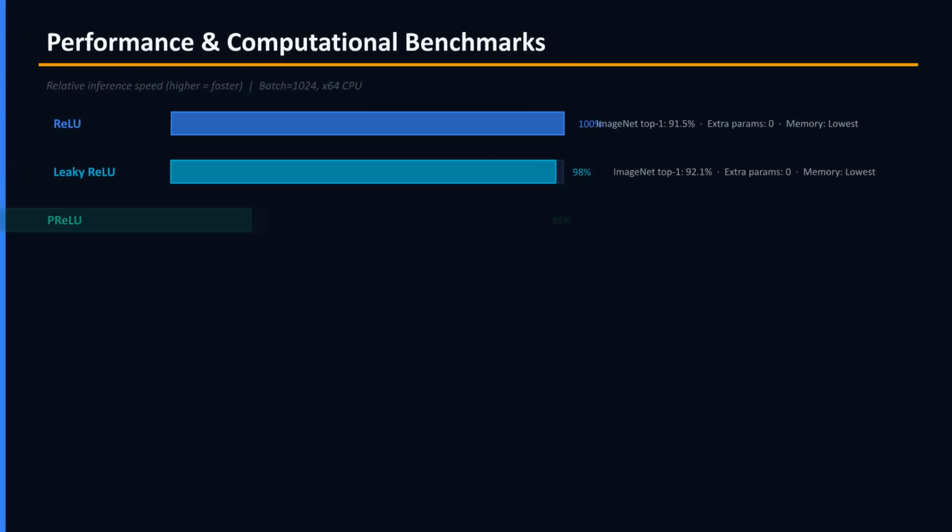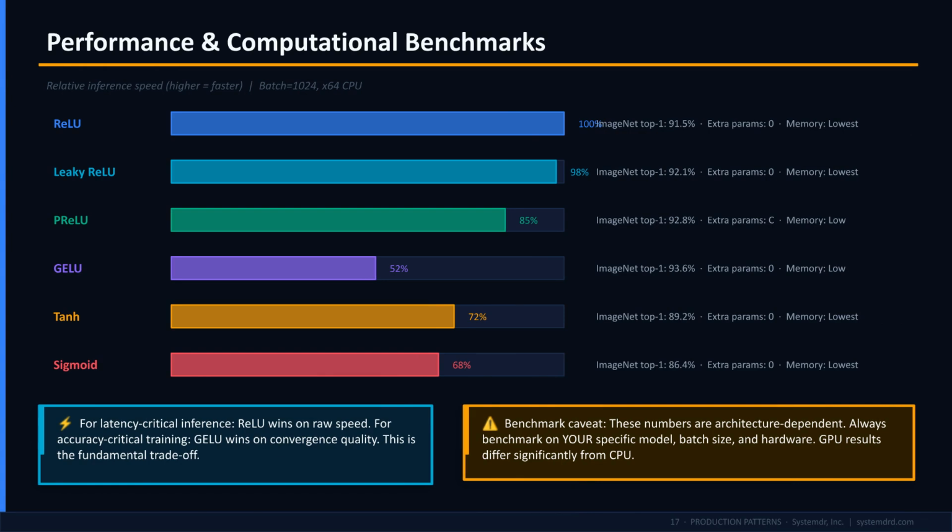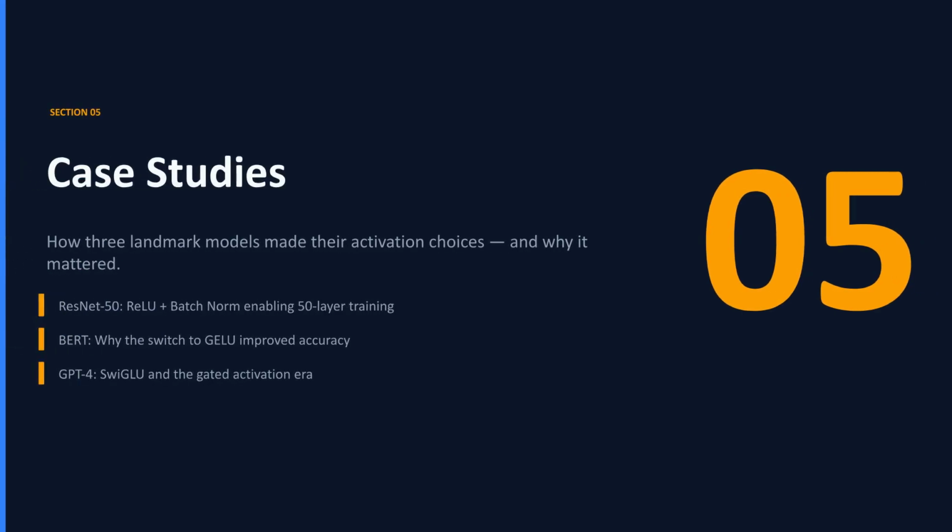Comparing performance shows a fundamental trade-off. ReLU offers the fastest inference speed. However, GELU provides better accuracy and convergence quality, albeit being slower. For production, prioritize ReLU for low-latency inference and GELU for critical accuracy. Now, we will examine 3 landmark models to see how their activation choices influenced their success.